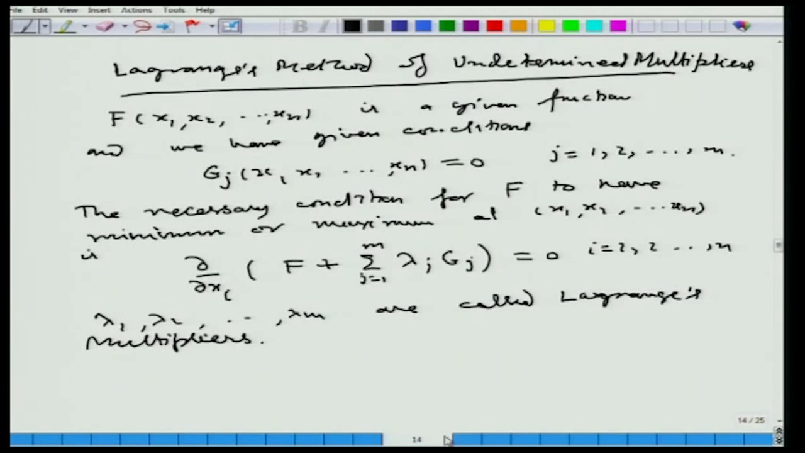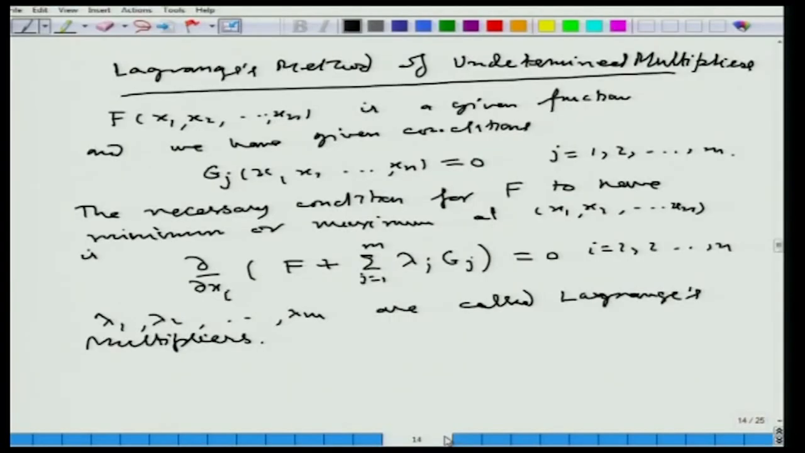Then we considered Lagrange's method of undetermined multipliers, lambda 1, lambda 2, lambda m. Here there is a function given of n variables, which is to be optimized at the points x1, x2, xn, which will also be found out in the process, and these numbers lambda 1, lambda 2, lambda m will also be obtained in the same process. So, these lambda j's, j equal to 1 to m, are actually unknown here, and the points x1, x2, xn where this f can attain a minimum or maximum are also to be found out. So, this is the process of Lagrange's multipliers method.